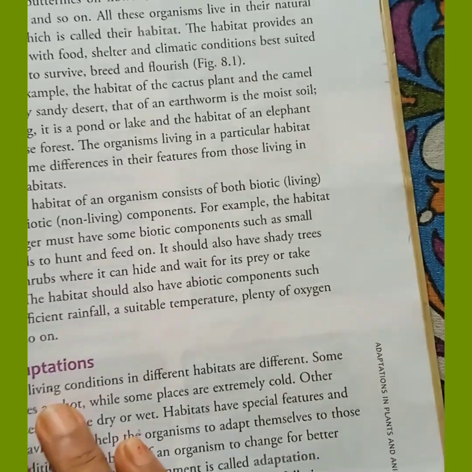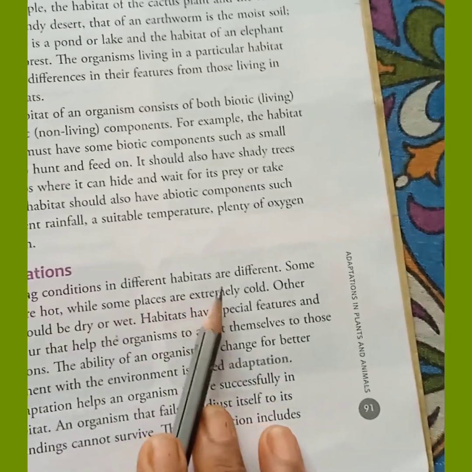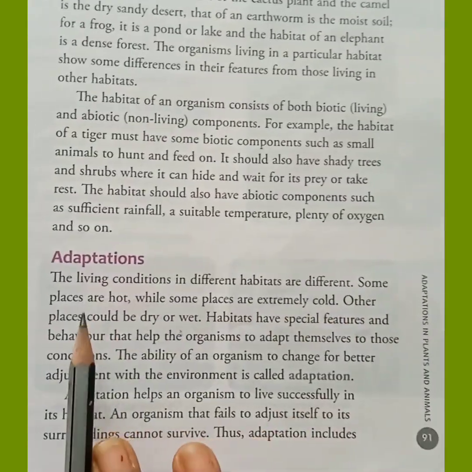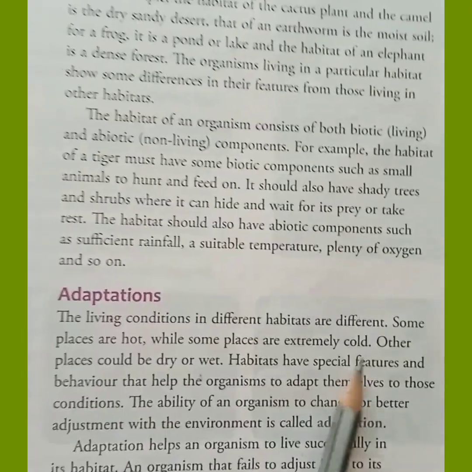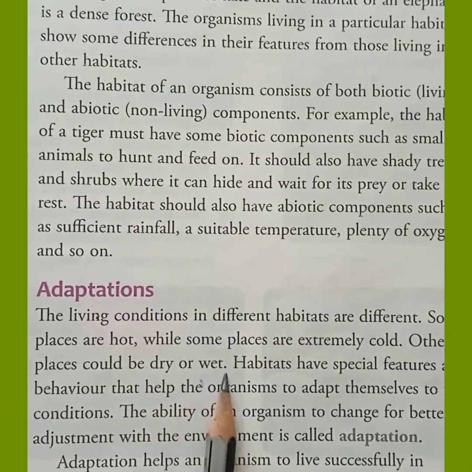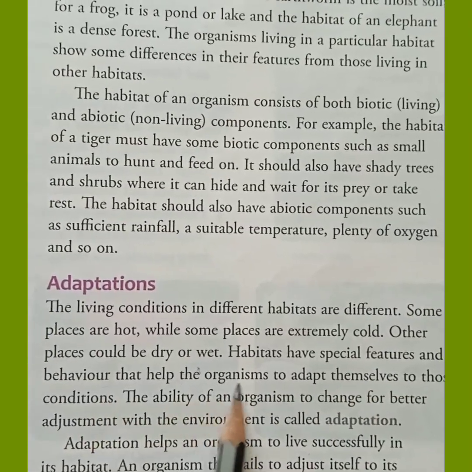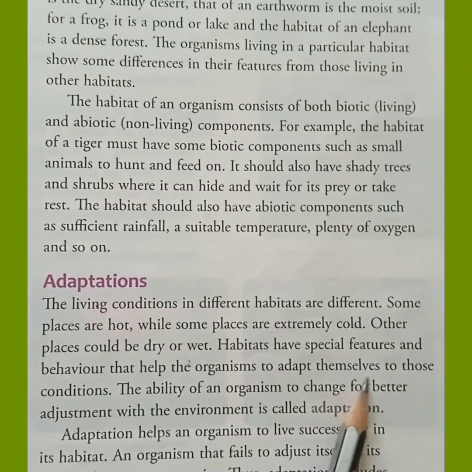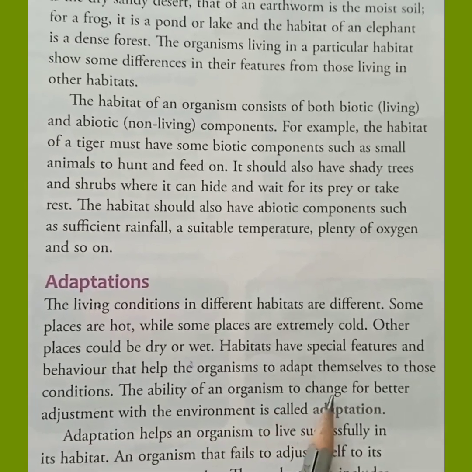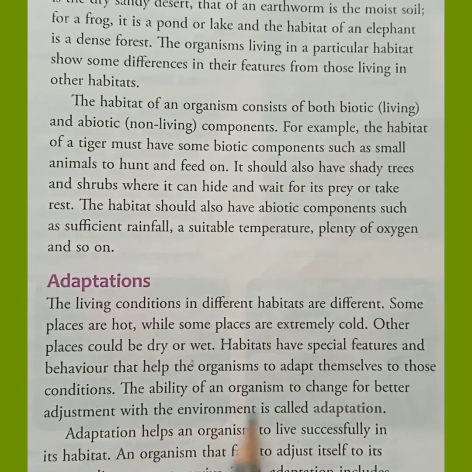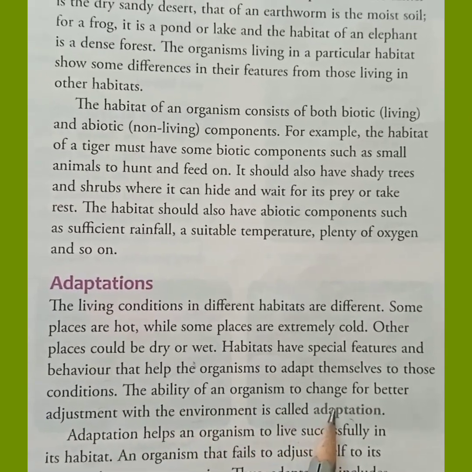Okay. Now we will do what is adaptation. The living conditions in different habitats are different. Some places are hot while some are extremely cold. Other places could be dry or wet. Habitats have special features and behavior that help the organisms to adapt themselves to those conditions. The ability of an organism to change for better adjustment with the environment is called adaptation. This is the definition of adaptation.